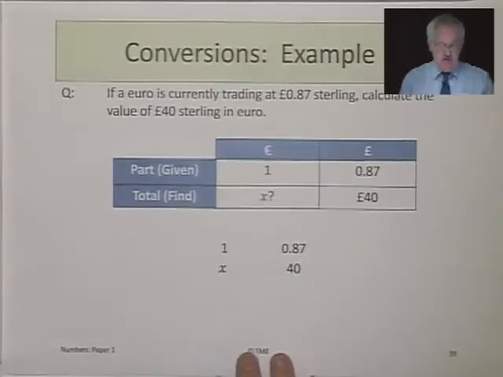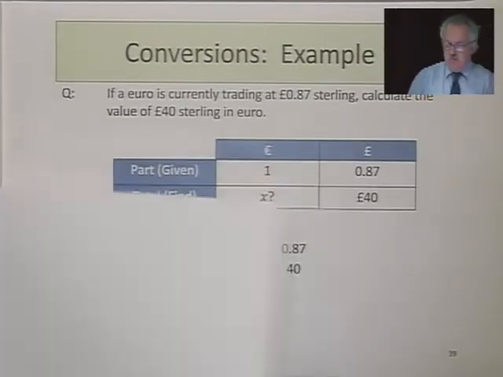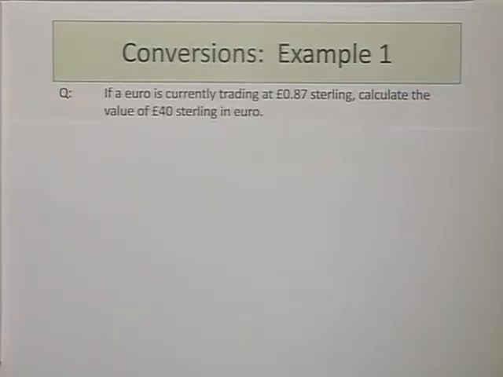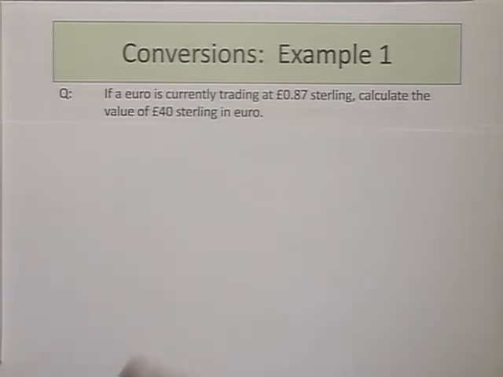Well, what we say here is €1 is currently trading at 0.87 sterling. Calculate the value of 40 sterling in euro. So over to you, do the table. 1 is to 0.87, what is 40?